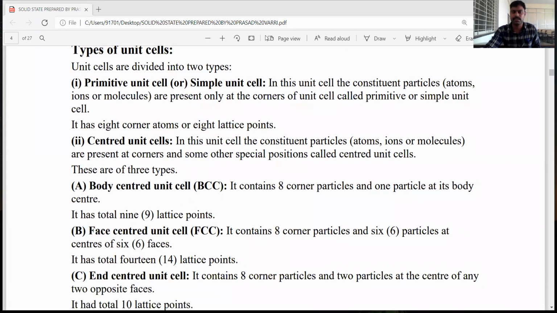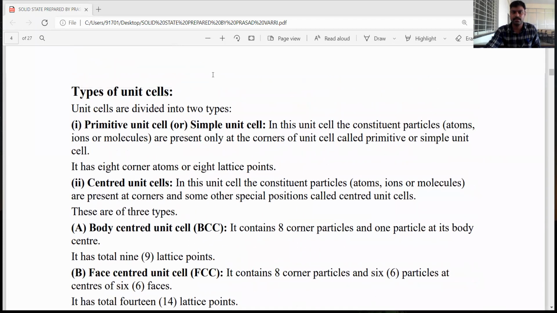Types of unit cells. Okay, dear students, the unit cells are divided into mainly two types. One is the primitive unit cell. The second one is the centered unit cell. So the unit cells are mainly divided into two types: one is primitive or simple unit cell, and the second one is centered unit cell. Okay, what is a primitive unit cell?